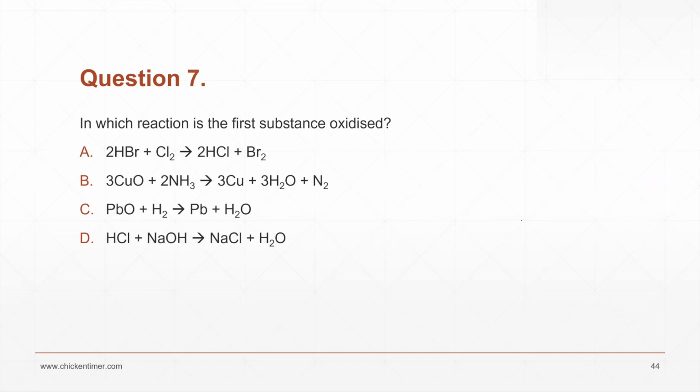Which reaction has the first substance oxidized? When they say first substance, it means the one on the left. Is it A? Why A? Because the 2HBr became Br2, so -1 to 0, which is an increase, so it's oxidized. Then 2 is not correct because the first one lost oxygen, so it's reduced. The third one, the lead oxide, lost oxygen also, so it's reduced. Then the last one is not redox at all.